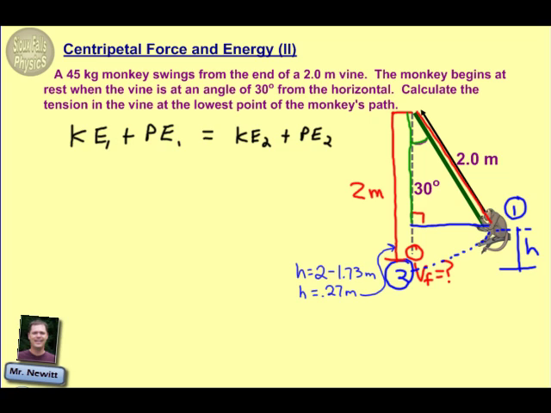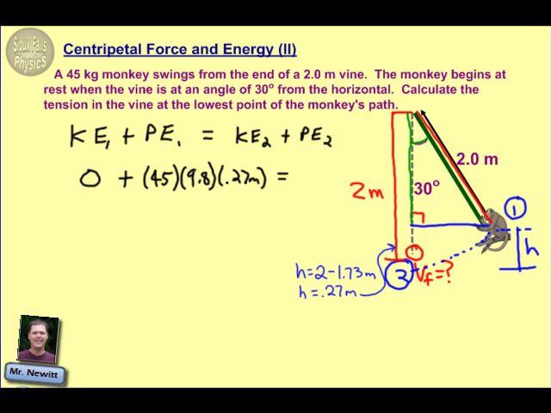All right. Now, as the monkey starts, we know that the monkey started at rest, so no kinetic energy to start with. The monkey only has potential energy, which is, again, equal to the monkey's mass, which is 45 kilograms, times gravity, 9.8, times the height that the monkey had off the ground, and that was 0.27 meters, okay?